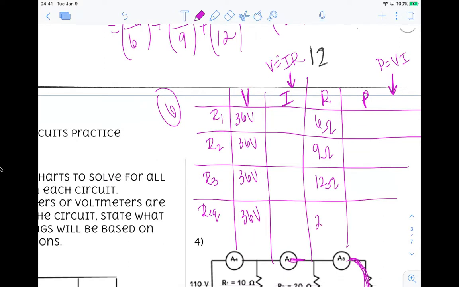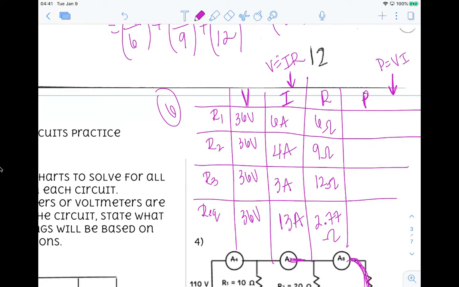So, at this point, you know the drill. We can go through and we can solve for all of this here. So, for R1, we end up with 6 amps. 36 divided by 9, we end up with 4 amps. 36 divided by 12, we end up with 3 amps. 6 plus 4 plus 3, that should give us around 13 amperes total.